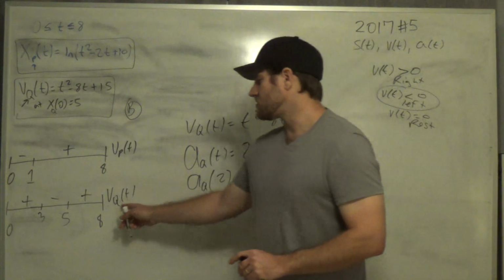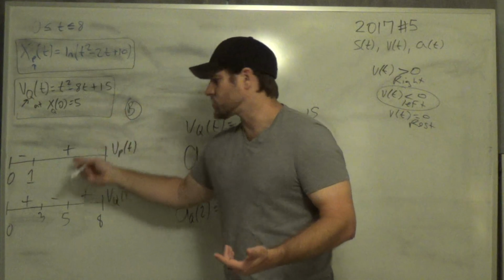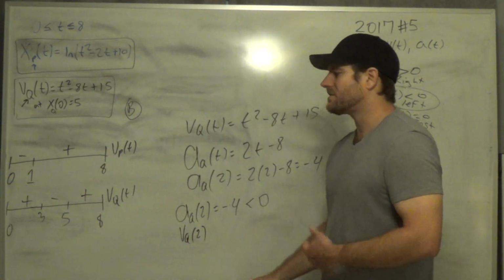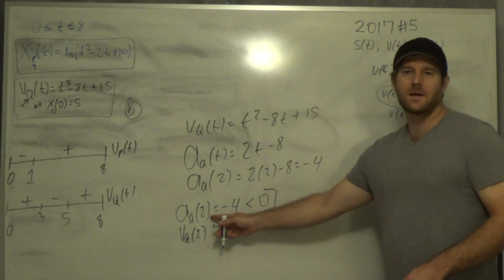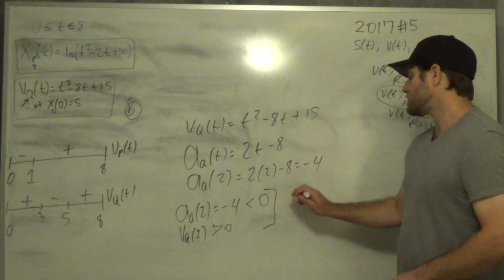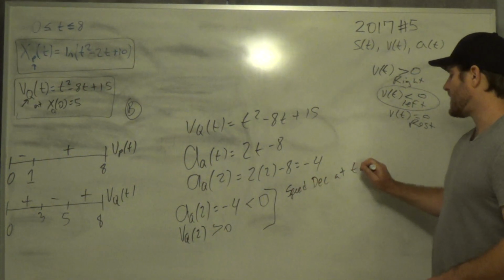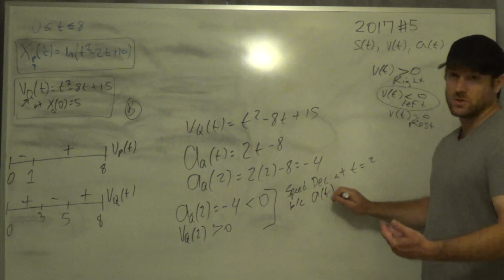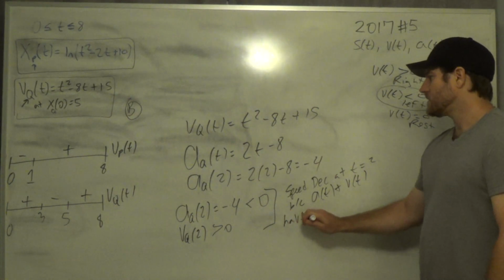And we already made a sign chart over here. I could just go ahead and plug a 2 into the velocity and get an actual number, but I can use my sign chart and see that my velocity at time 2 is positive. So at time 2, acceleration is negative, velocity is positive, so speed is decreasing at time equals 2 because a of 2 and v of 2 have different signs.